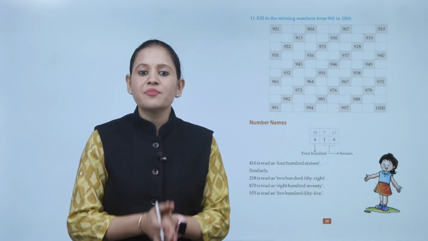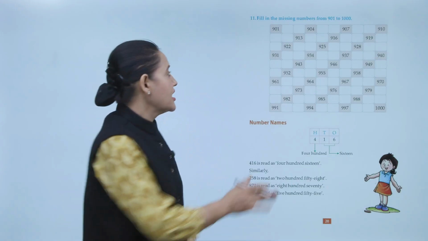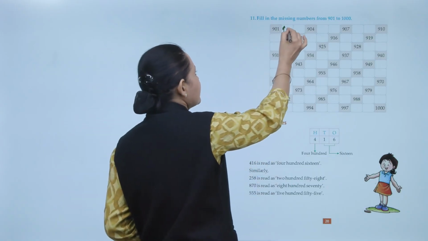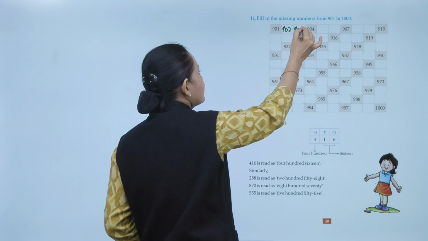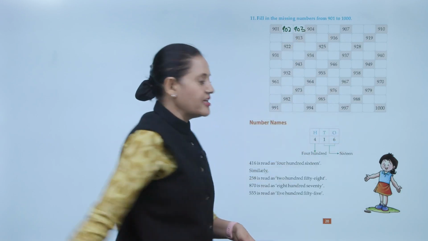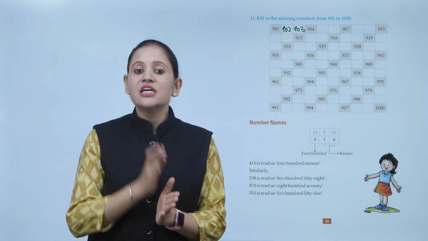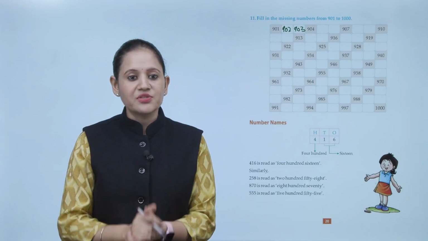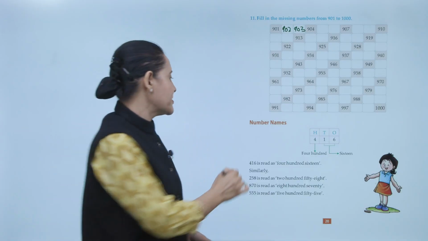Then fill the missing number from 901 to 1000. Start from 901, 902, 903, 904 like this. We'll write numbers up to 1000. 1000, that is 1000. Next is number names.